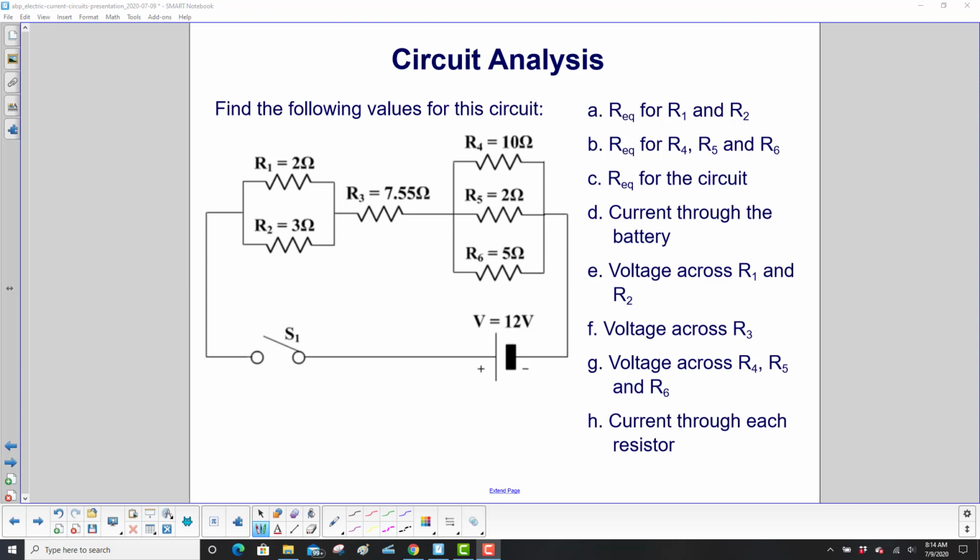Find the following values for this circuit, a little more complex than the previous ones. First, find R equivalent for R1 and R2, so it's going to step you right through the solution. Then find R equivalent for the parallel resistors here. Find the equivalent resistance for the circuit, current through the battery, voltage across R1 and R2, voltage across R3, voltage across R4, 5, and 6, and finally the current through each resistor.